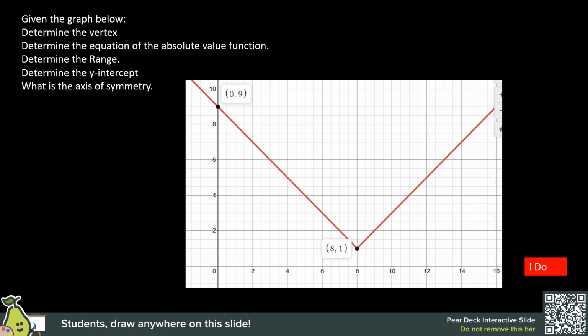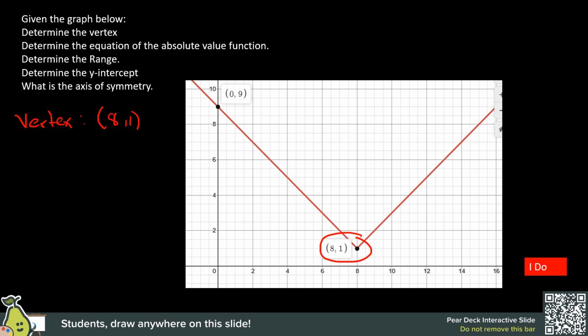So for our vertex, determine the vertex. Let me do this real quick. You guys are pretty good at it. We see here our vertex, 8, 1. You're going to be asked to identify the vertex, but it's going to be like a crazy question. But that's all you've got to do.